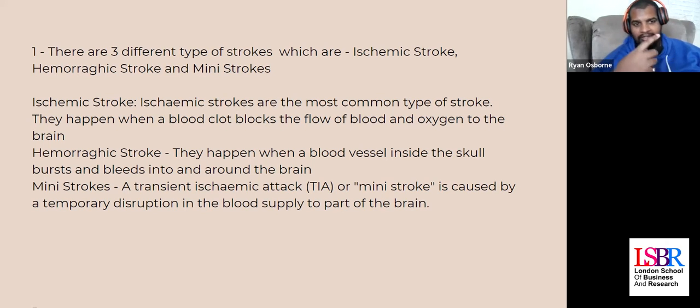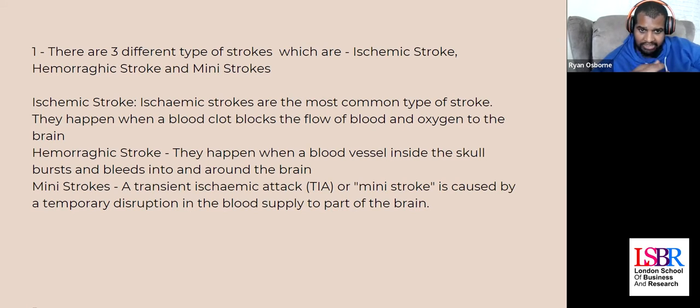So the first one, ischemic stroke, this is what happens when a blood clot blocks the flow of blood, and the oxygen doesn't really get through to the brain itself. Now, if you look at the hemorrhagic stroke, that's what happens when a blood vessel inside the skull itself bursts, and then it bleeds into and around the brain, which can be very serious, can't it?